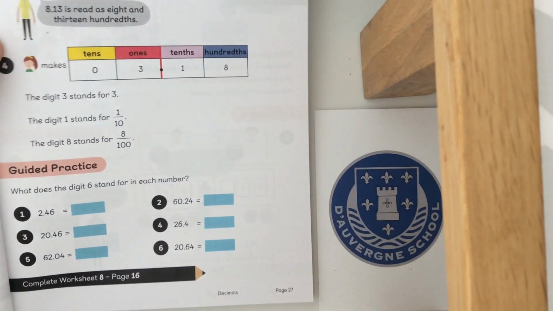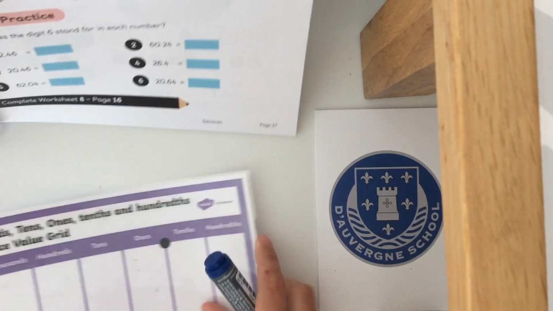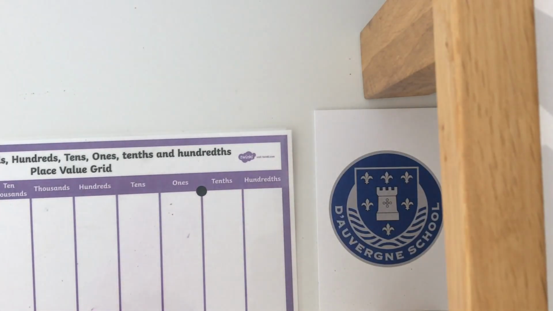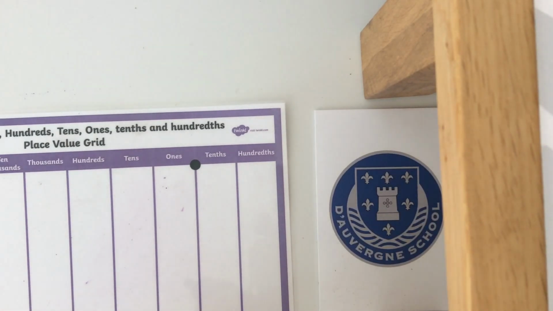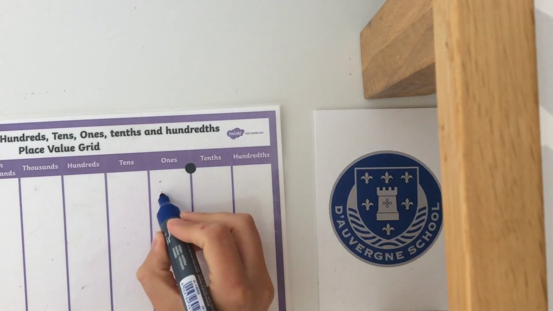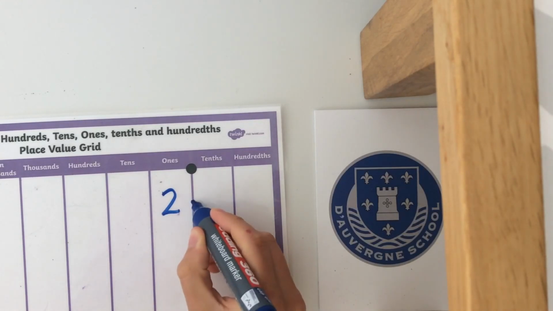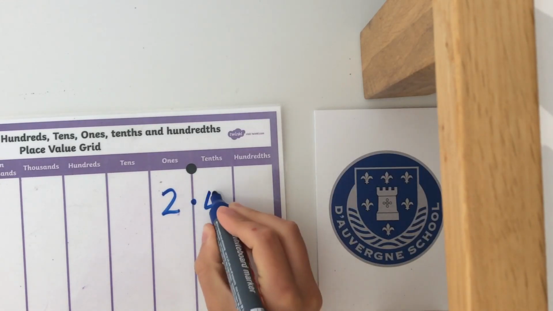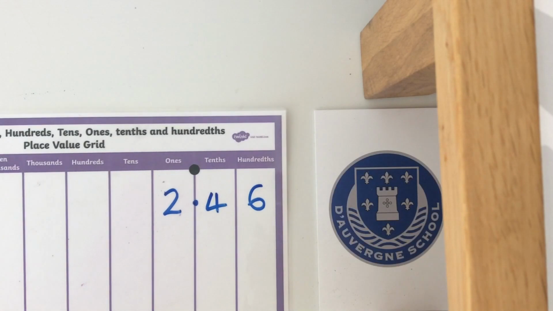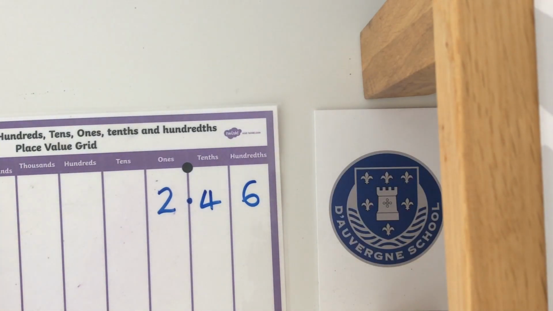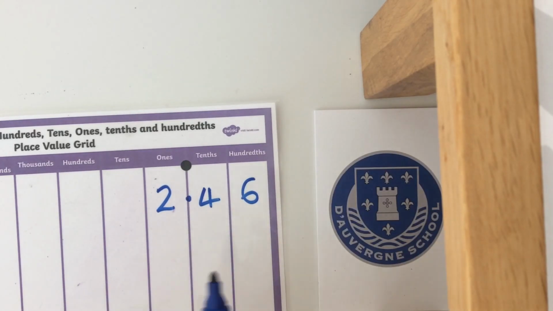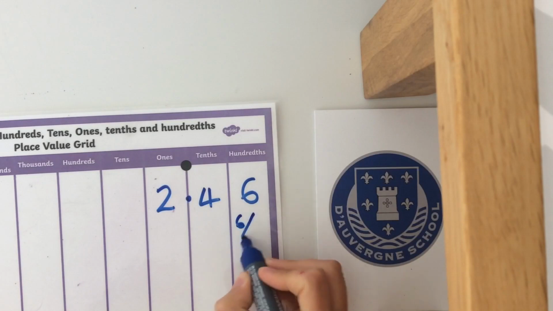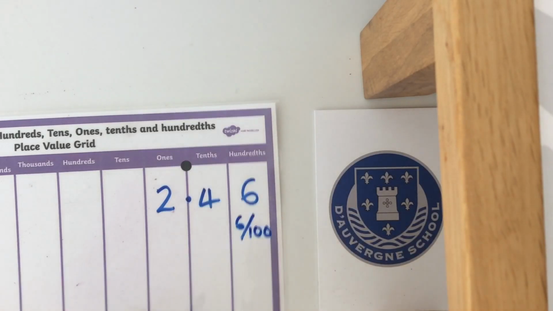So I'm going to draw this onto my place value grid. Number 1, we had 2.46 or 2 and 46 hundredths. So 2 ones, and I've got my decimal point, 46. So for that number, the digit 6 stands for 6 hundredths. Okay, so you can either write 6 hundredths or write it as a fraction, 6 over 100.